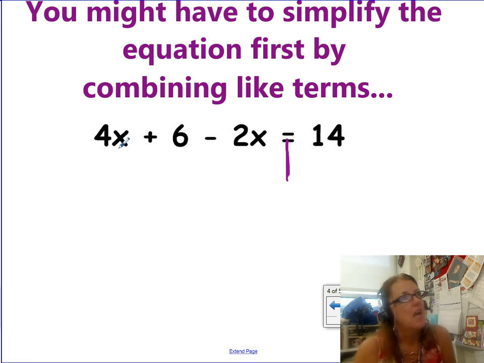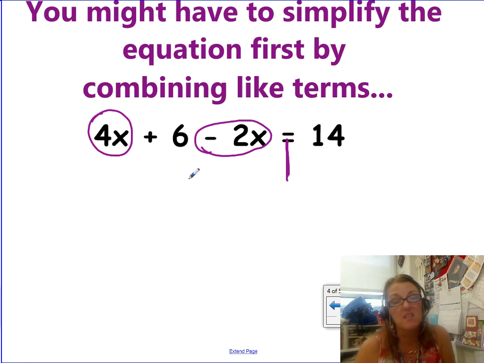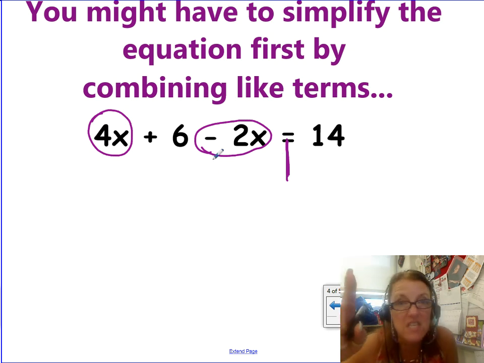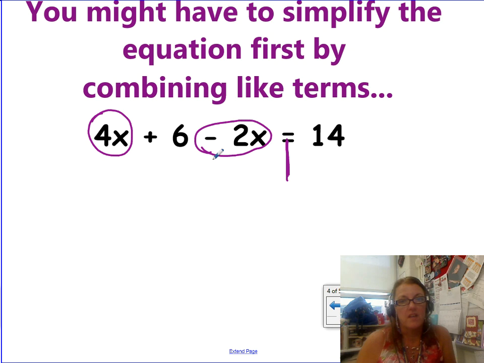Well, on the left side, I see x's in two places. I see a 4x here, and then I see a minus 2x, and I'm still on the same side of the equal sign. Ding, ding, ding. Hold on. I want you to simplify this. Anytime you can take it and compact it and make it much cleaner, neater, do so.